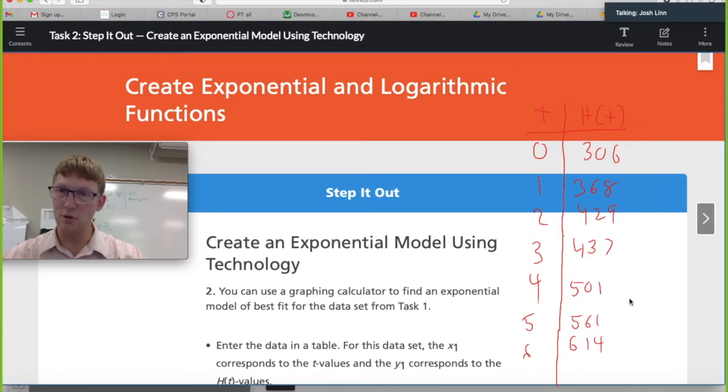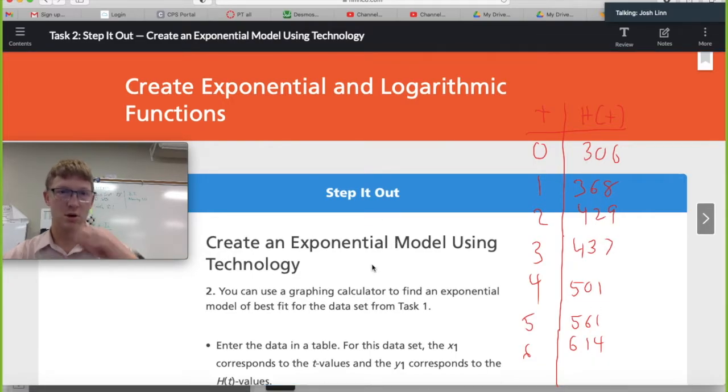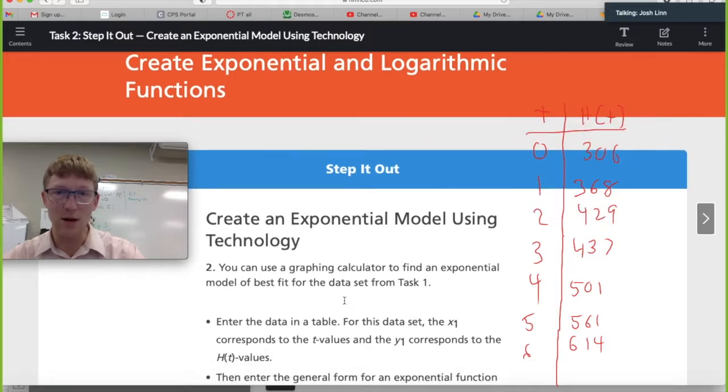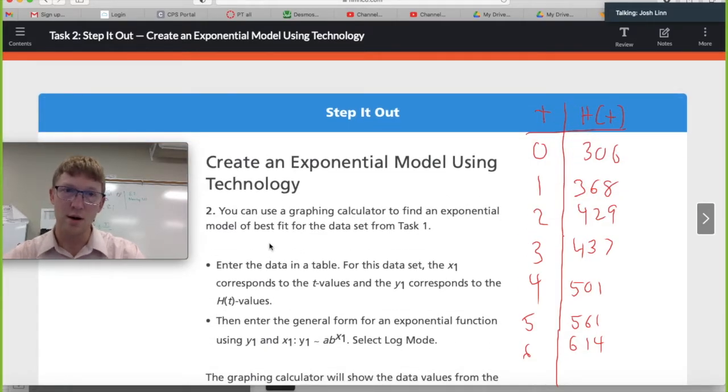You'll notice I rewrote the data points from our last task. Remember the first year was year 0, and then T was 1, 2, 3, 4, 5, 6, and these are all in thousands, but I just put the first 3 digits there. So you can use a graphing calculator to find the exponential model of best fit for the data set from task 1.